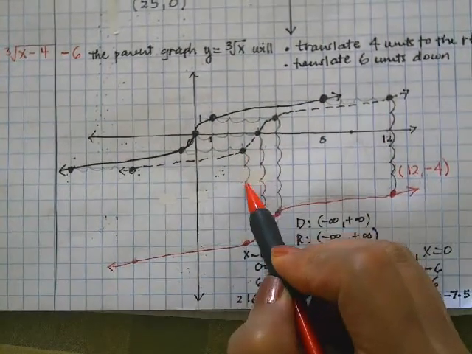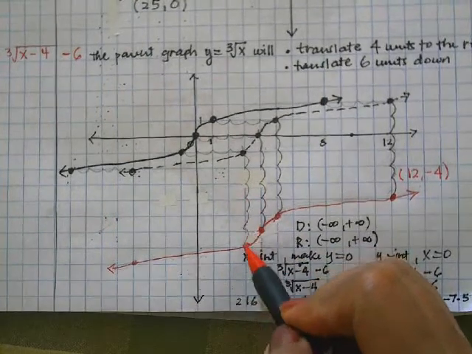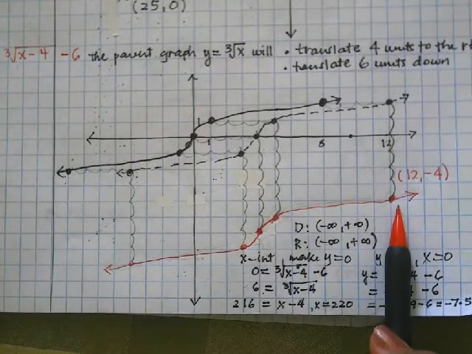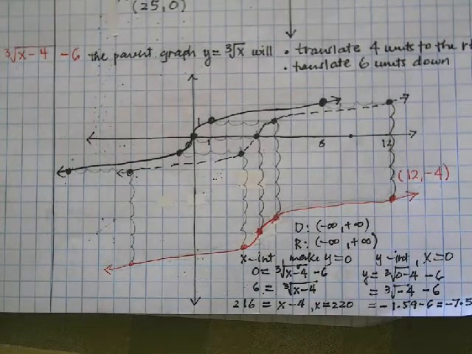So you just count 6 units. Then you're going to have your points, 6 units. So this is my final graph in red.